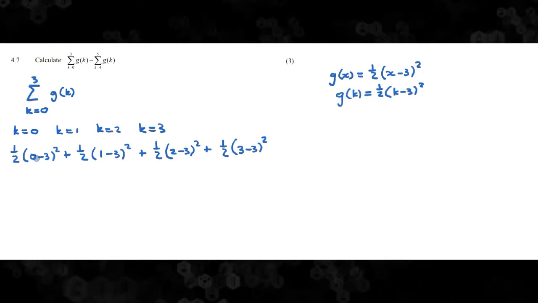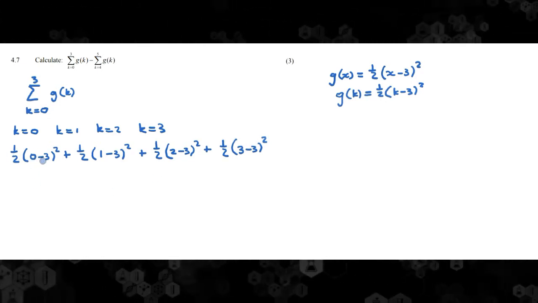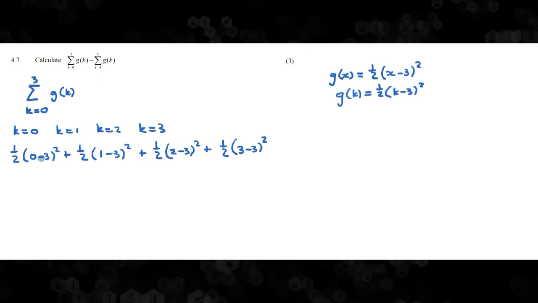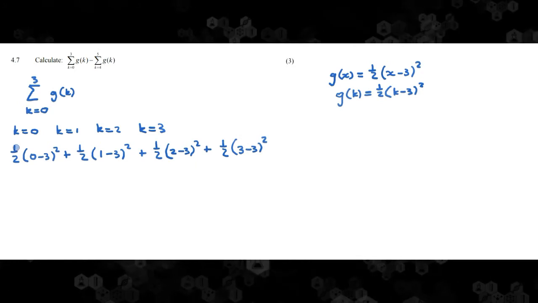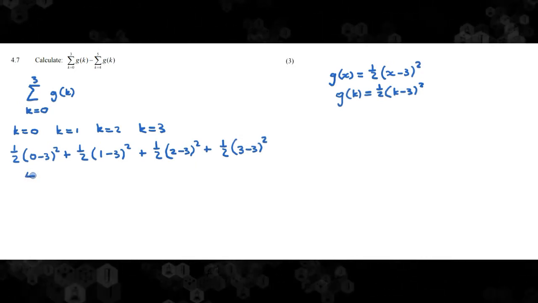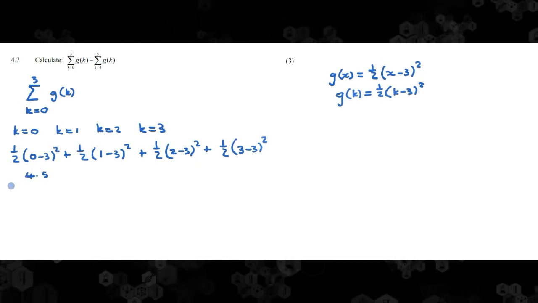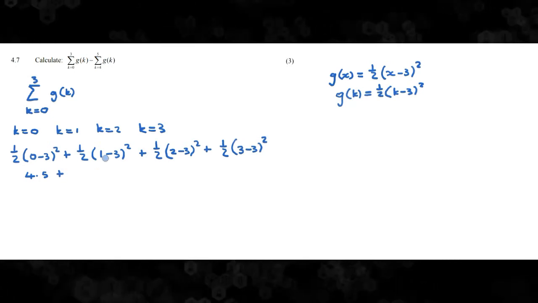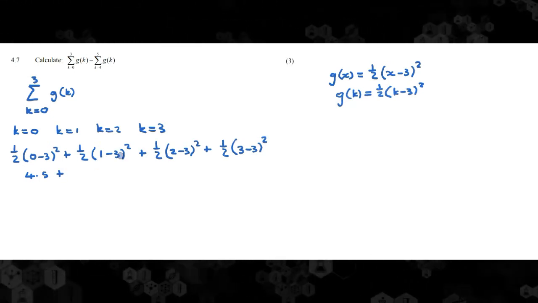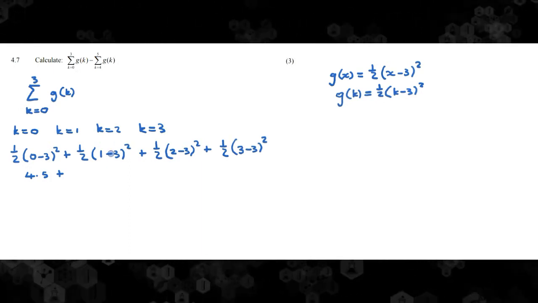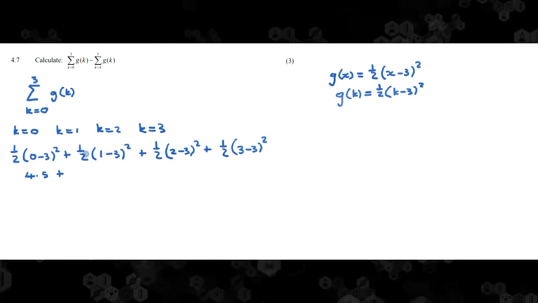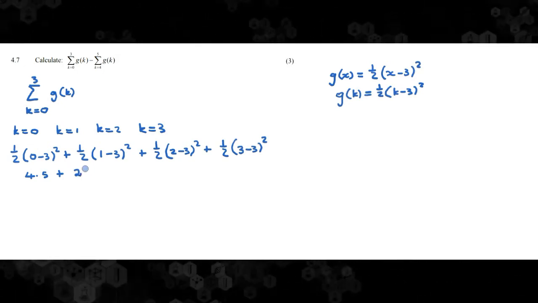Now here we have 0 minus 3. This is going to be a negative 3. Negative 3 squared, this is 9. Now 9 times 1 over 2, here we have 4,5. Plus 1 minus 3, this is going to be a negative 2. Negative 2 squared, we have a positive 4. 4 times half, now here we have 2.